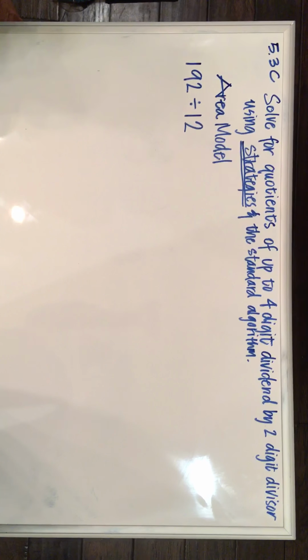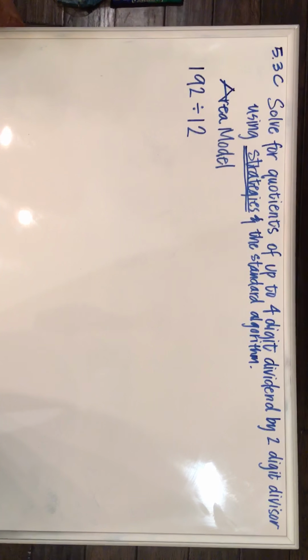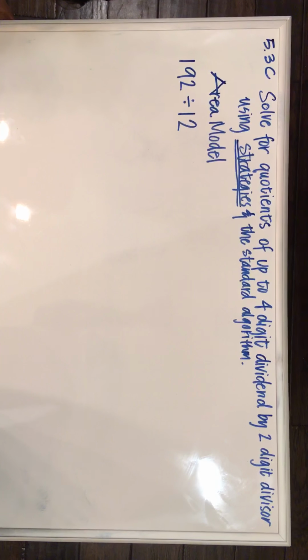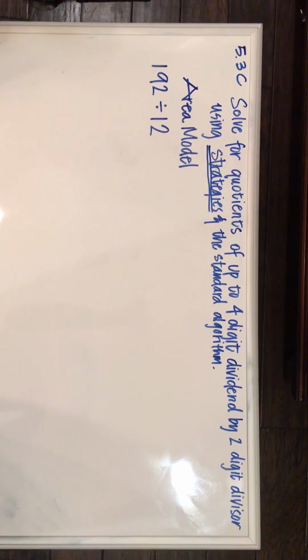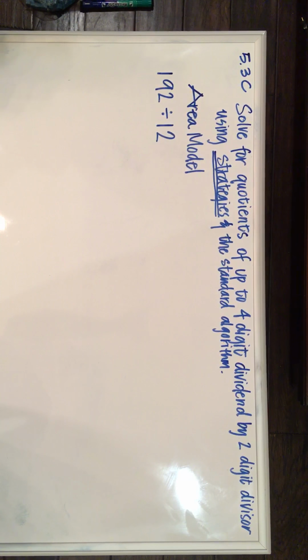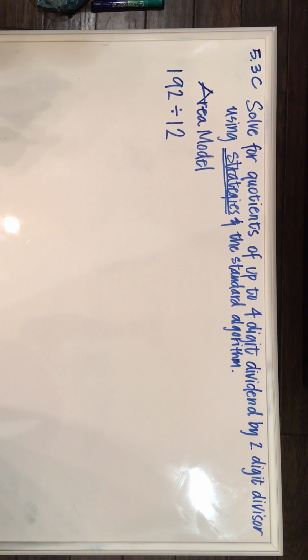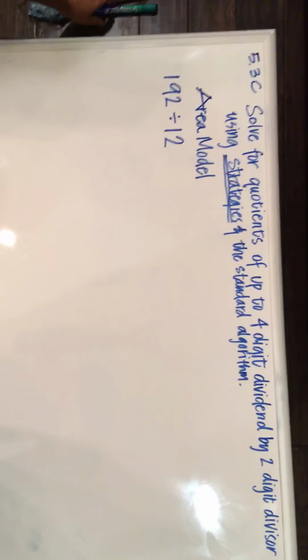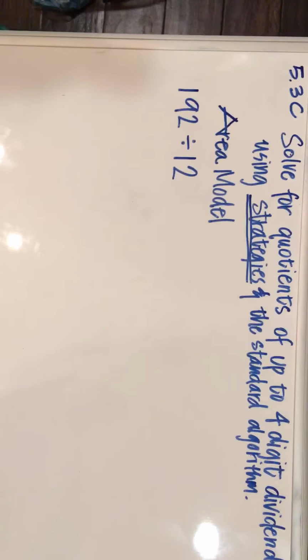We're going to focus on 5.3c, which is solve for quotients of up to 4-digit dividends by 2-digit divisors using strategies and the standard algorithm. I'm going to focus on some of the strategies that we are doing right now. One is area model and then partial quotient. So here I have an equation, 192 divided by 12.